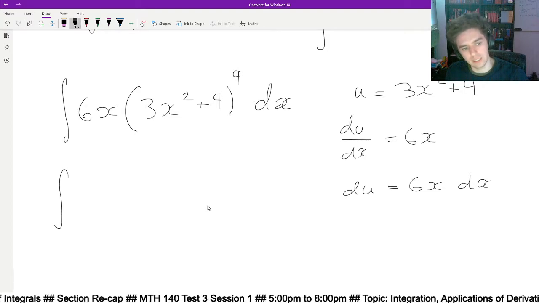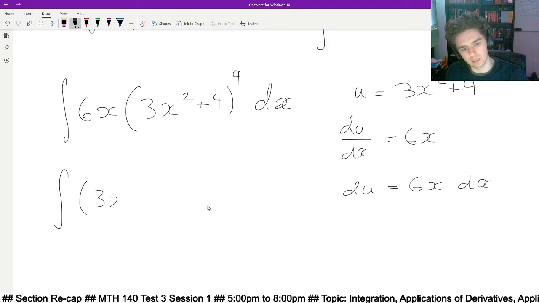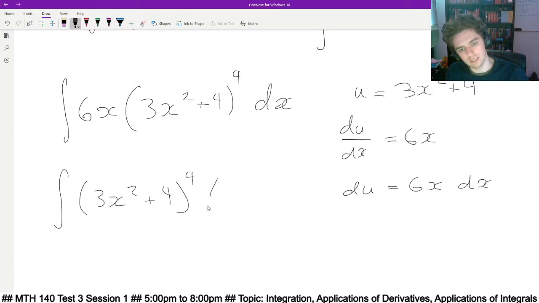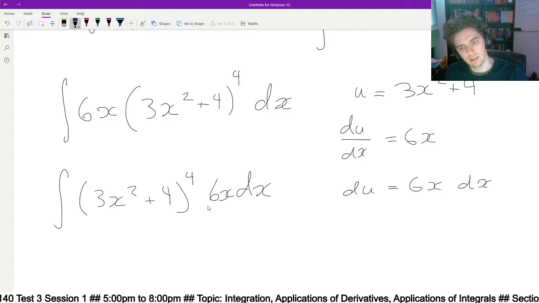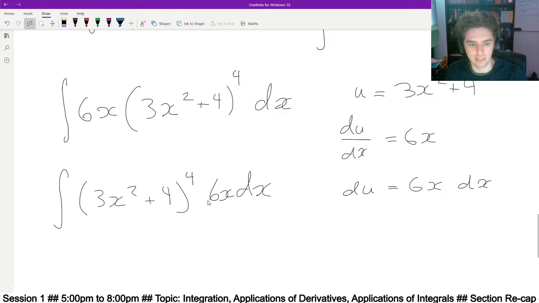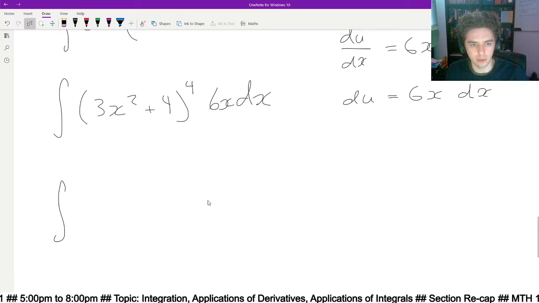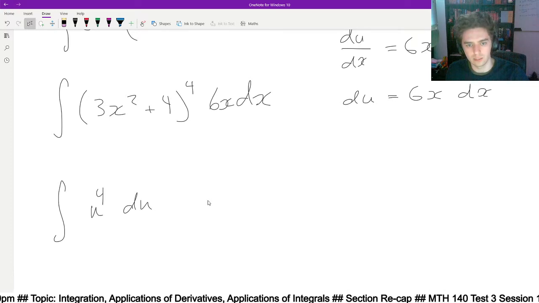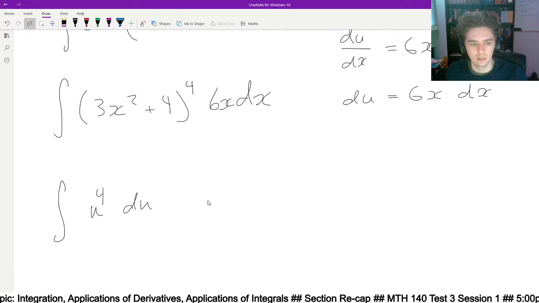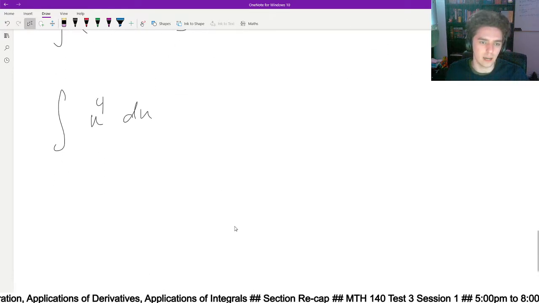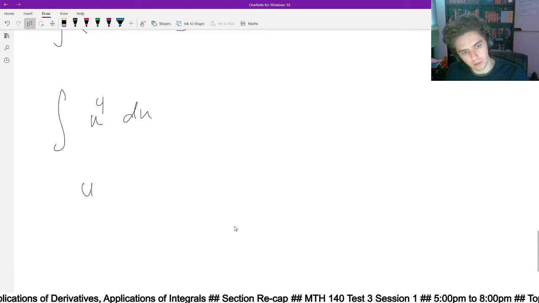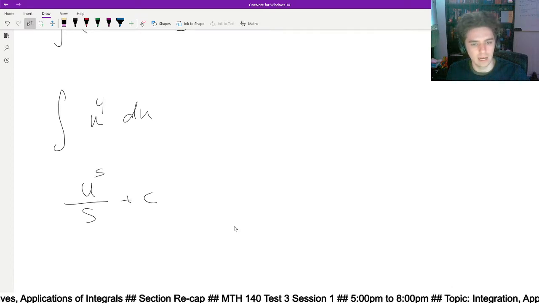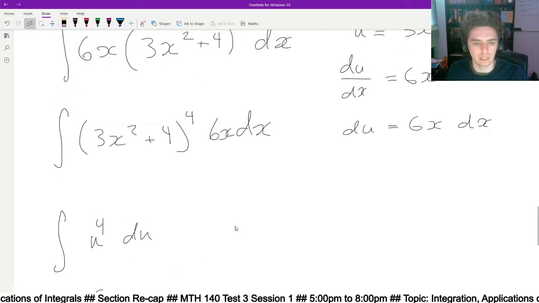Well, notice here I can rewrite this, right? Multiplication goes both ways. So to the 4, this is 6x dx. So I'm saying du equals 6x dx. I can just rewrite this as, and u is that thing on the inside, so it's u to the power of 4 du, because du is 6x dx. Well, this is a lot easier to integrate now. I just use the power rule, right? So it's going to be u to the power of 5 over 5 plus c.